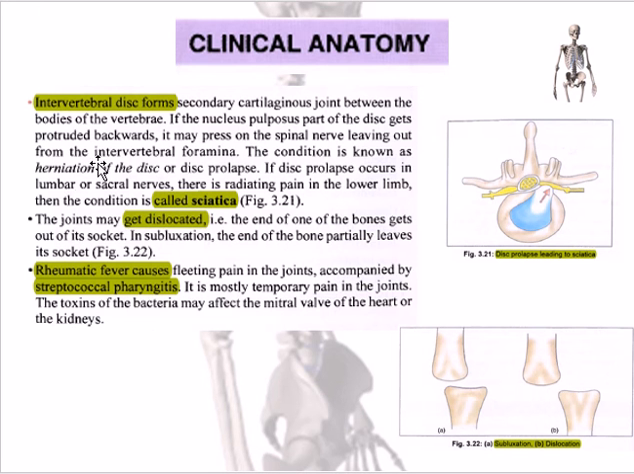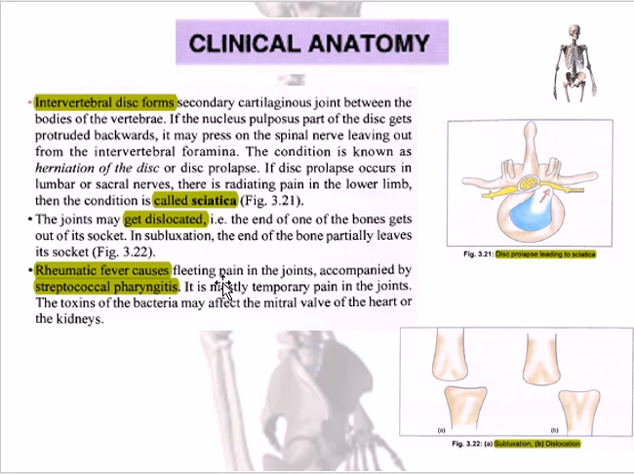The disc prolapse occurs at the lumbosacral nerves. There is a radiating pain in the lower limb. This condition is called sciatica. The joints may get dislocated, that is, the end of one of the bones gets out of its socket. In subluxation, the end of the bone partially leaves its socket.